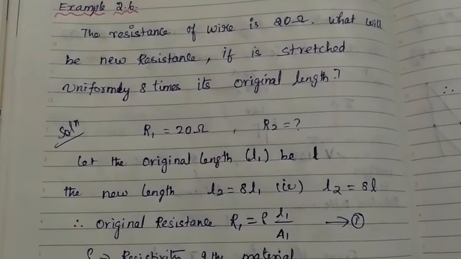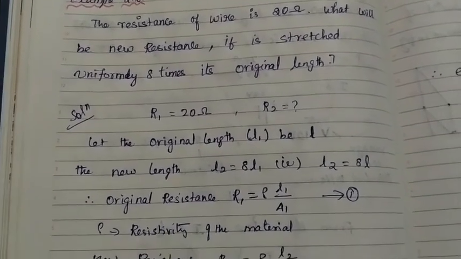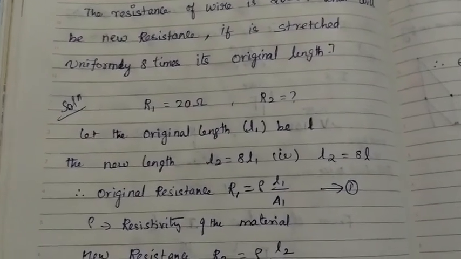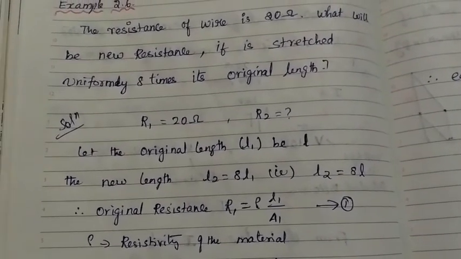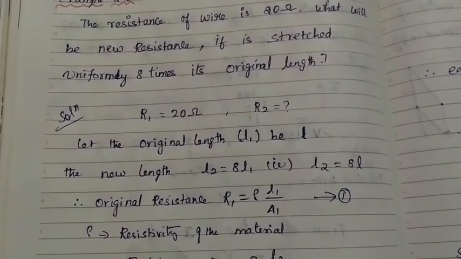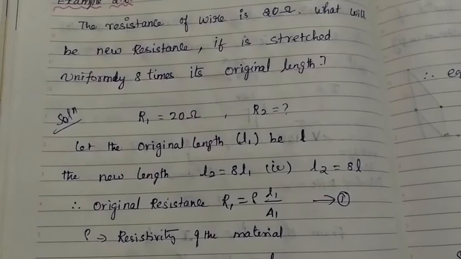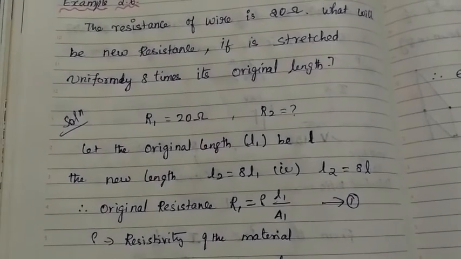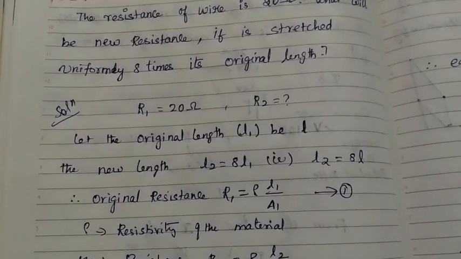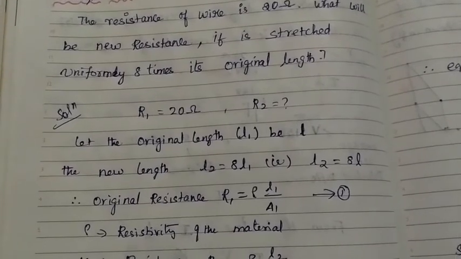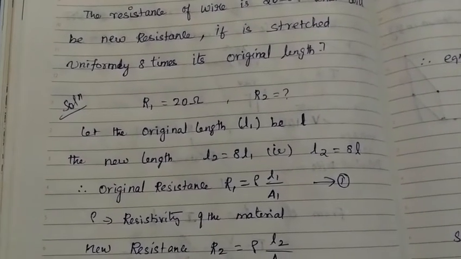What we have to find? Let the original length L1 be L. We have to consider L. Then the new length, that means L2, is equal to 8 into L1, because the wire is stretched uniformly to 8 times the original length. So L2 is equal to 8 into L1. That means L2 is equal to 8L.